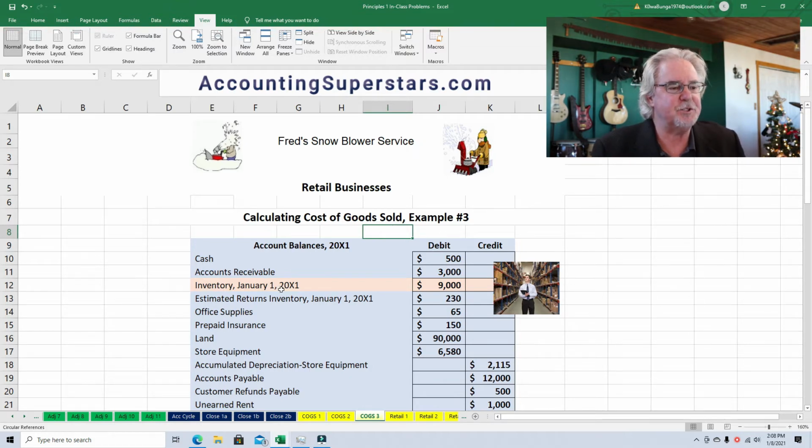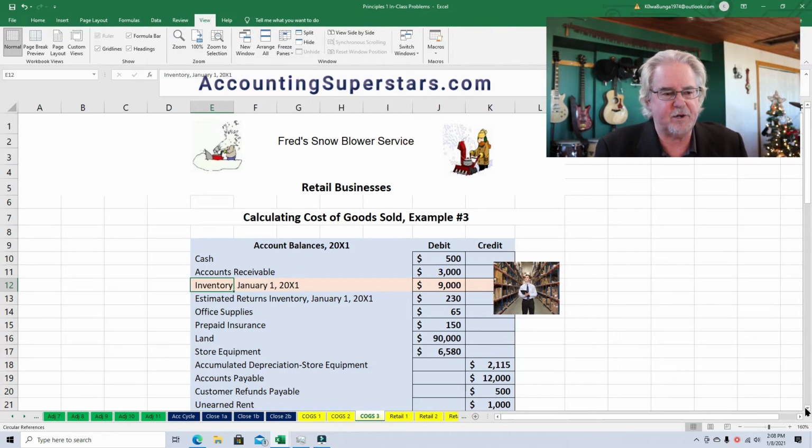All right, so here we go. Inventory, January 1st, 2001, $9,000. Now, folks, we are using the periodic inventory system. So what that means is periodically the people in the store count their inventory. And when that is the case, then your inventory listed on your trial balance is your beginning inventory, whether it says it or not. Periodic system, beginning inventory.